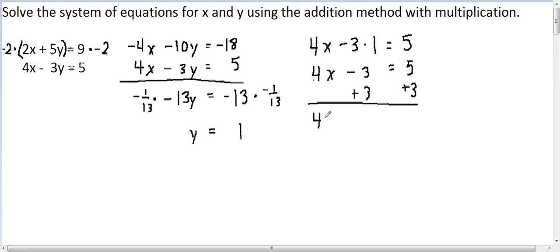So 4x is equal to 8. Then to get x by itself, let's multiply both sides of the equation by 1/4. 1/4 multiplied by 4 is 1, and 1 times x is x. And 8 multiplied by 1/4 is 2. So the solution to this system of equations is x equals 2 and y equals 1.